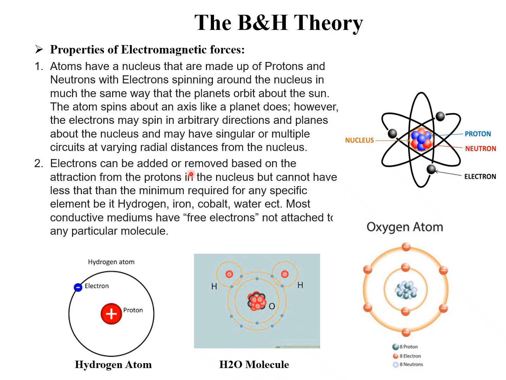Electrons can be added or removed based on the attraction of the protons in the nucleus, but cannot have less than the minimum required for any specific element, be it hydrogen, iron, cobalt, water, etc. Most conductive mediums have free electrons not attached to any particular molecule. Okay, so here we have that H2O molecule, we have a hydrogen atom, an oxygen atom, and that's what makes up the H2O, the water molecule.